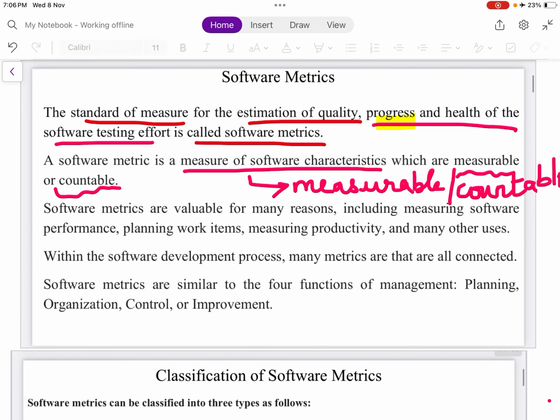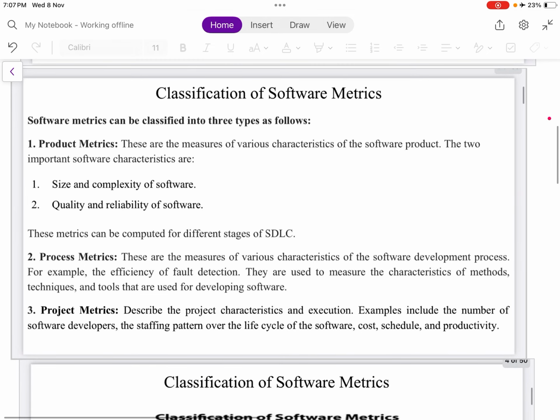Software metrics are valuable for many reasons, including measuring software performance, planning work items, measuring productivity, and many other uses. Within the software development process, many metrics are all connected up. Software metrics are similar to the 4 functions of management: planning, organization, control, or improvement.